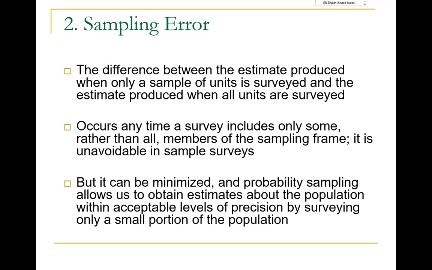Some sampling methods, such as stratified sampling, produce less sampling error than simple random sampling. And the smaller the sampling error, the tighter the confidence interval around the estimate. So we refer to this as the margin of error of a survey.